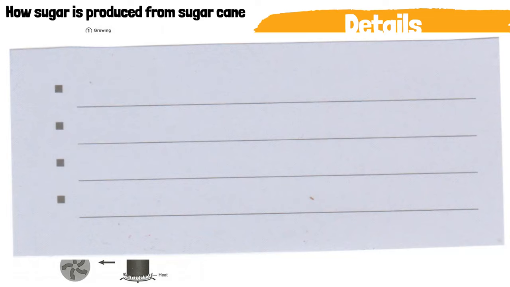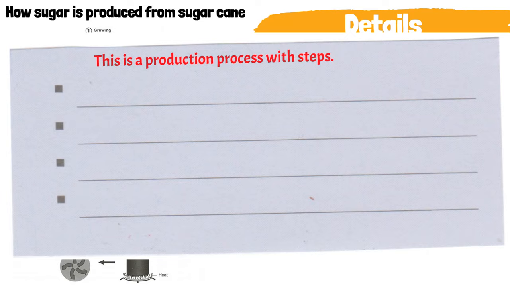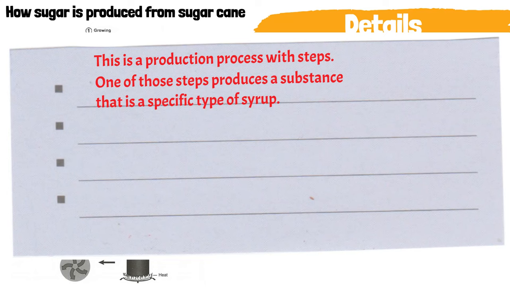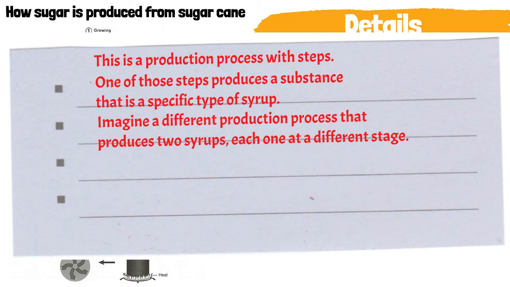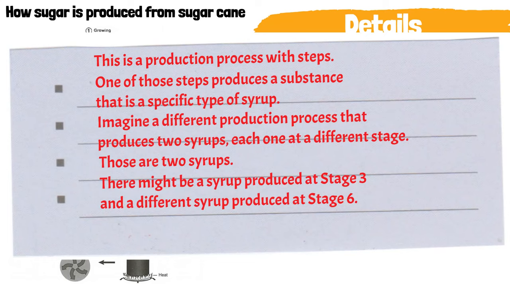Normally, we don't talk about "a syrup," but this is a production process with steps. One of those steps produces a substance that is a specific type of syrup. Imagine a different production process that produces two syrups, each one at a different stage. Those are two syrups. There might be a syrup produced at stage 3 and a different syrup produced at stage 6. You can't just call all of it "syrup." It's more specific than that.